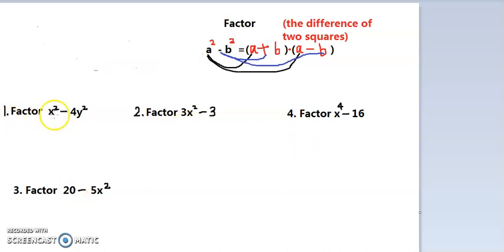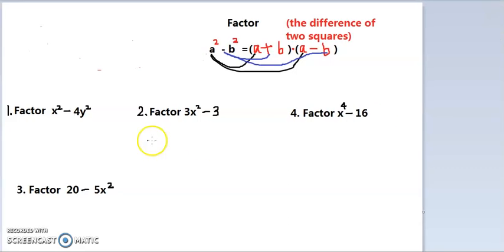First one, x squared minus 4y squared. We do see a minus. The first thing we want to do is make sure it is the difference of two squares type, so we can use the formula, because we know there are other types of factoring that we can do. So first, we have to determine which type of factoring it is. Now we can see that there is a minus, but that's the difference we need. We also need two squares.